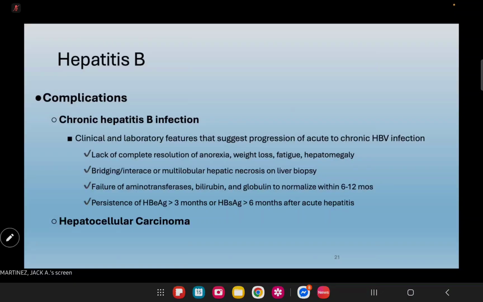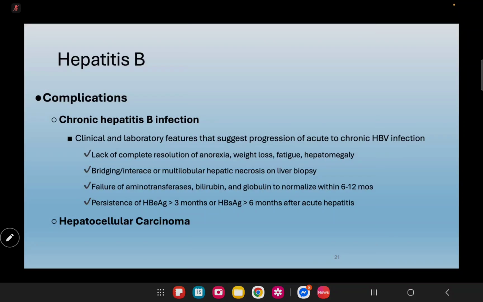Another indicator of progression from acute to chronic is the bridging or multilobar hepatic necrosis on biopsy. Okay? You can find it on biopsy and not on the liver ultrasound. You would know that there is progression from acute to chronic if there is failure of your SGPT, SGOT, and bilirubin level to normalize within 6 to 12 months. Also, if there is persistence of the envelope antigen for more than 3 months, and as what I've said earlier, the surface antigen for more than 6 months. So most likely, it is progression from acute to chronic.